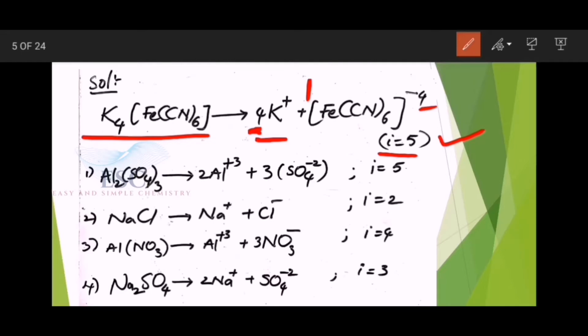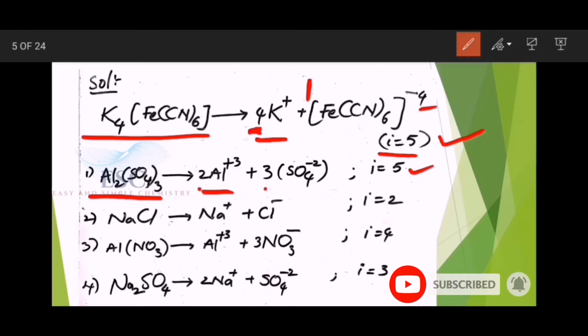So the options. See the options here, Al2(SO4)3. So divide the charges as cations and anions: 2 aluminium and 3 sulfates. 2 plus 3, i is equal to 5. Both are equal to each other. But compare all the options.